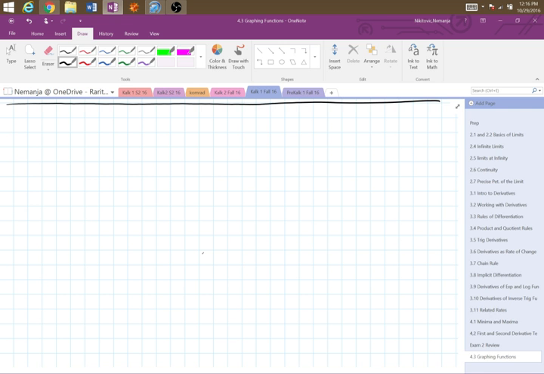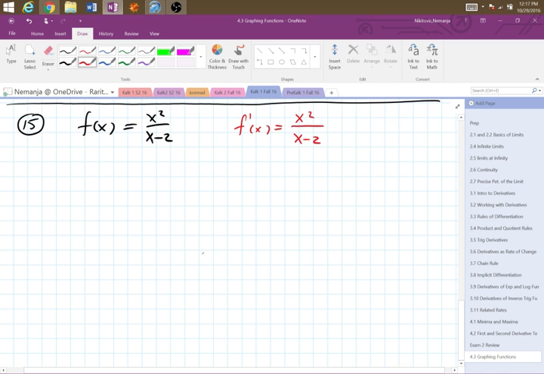X squared over x minus 2. The first derivative is, and then what do I have? That's a 2x, 2 divided by x, minus 1 over x minus 2. Awesome. That's the first derivative.